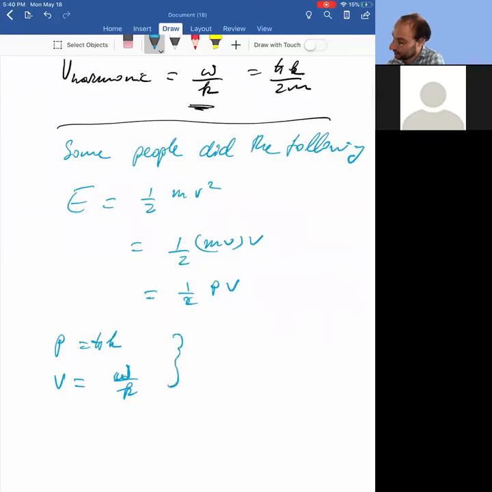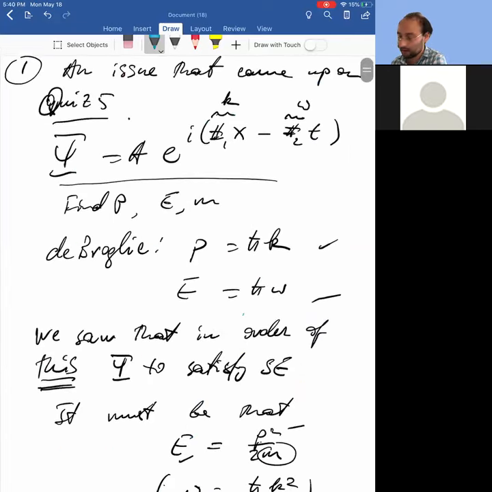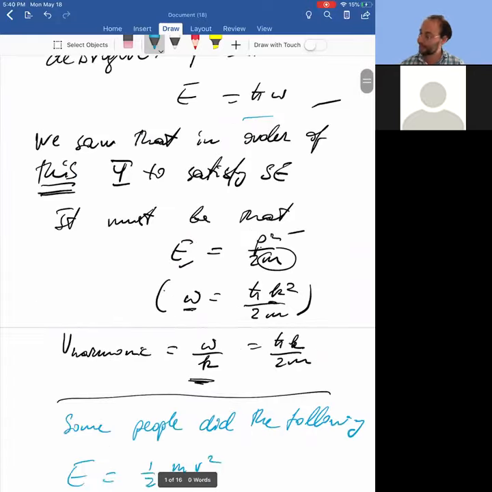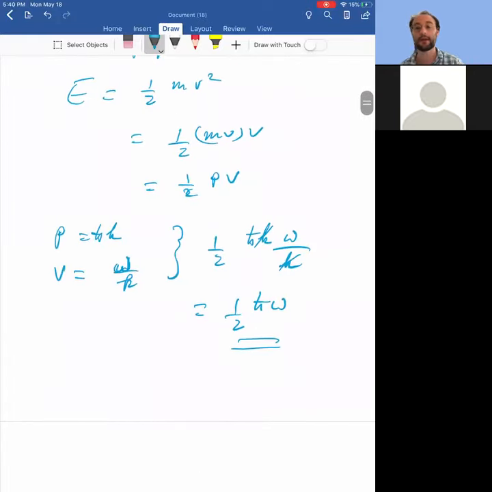If you plug and chug, you get 1/2 h bar k times omega over k equals 1/2 h bar omega, which is off from this expression by exactly a factor of 1/2. So there are two issues: why is it wrong, and why is it wrong by exactly a factor of 1/2. I will explain why it's wrong, and then you can skip over the second part where the 1/2 comes from.